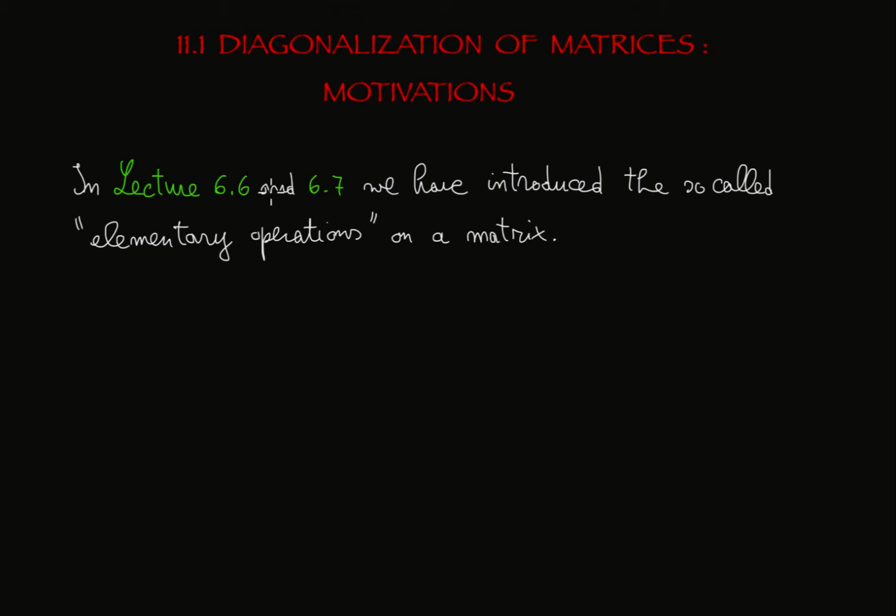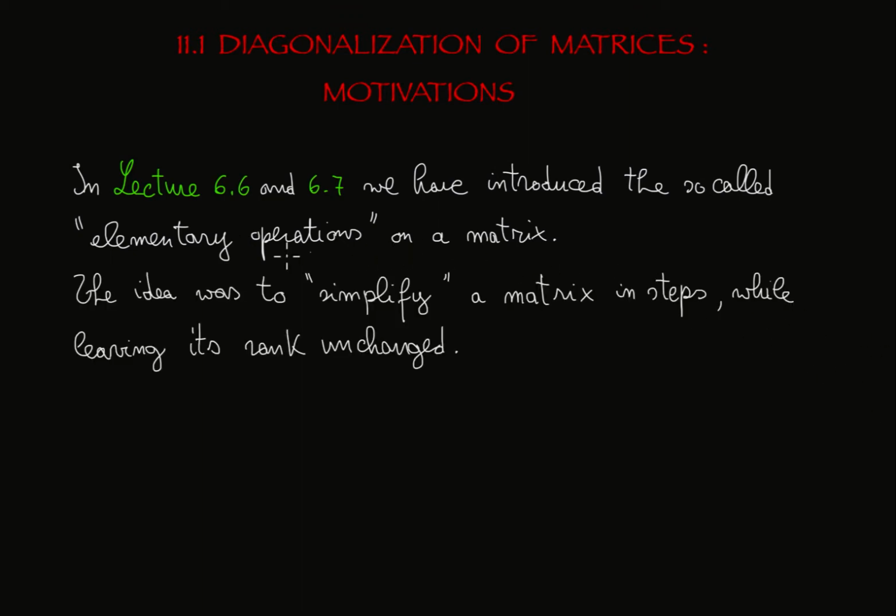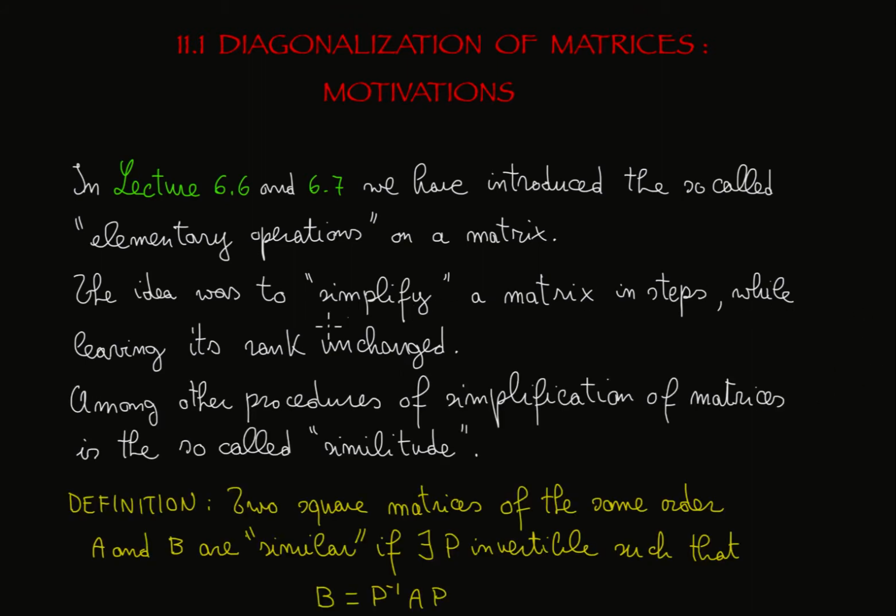In lectures 6.6 and 6.7, we introduced the so-called elementary operations on a matrix. The idea was to simplify a matrix in steps, while leaving its rank unchanged. Among other procedures of simplification of matrices is the so-called similitude.